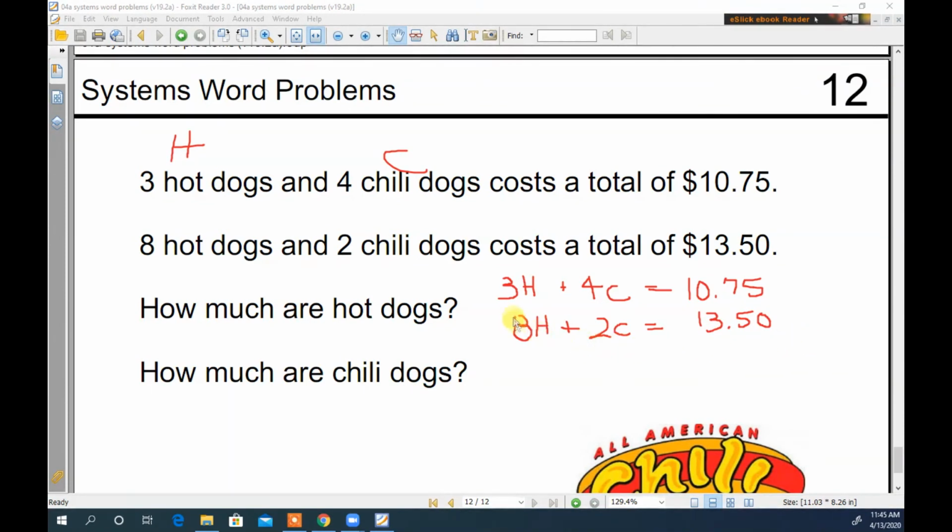I could then solve it by probably multiplying the bottom by -2. If I hit the bottom with a -2, then my chili dogs would cancel out and I could solve it for hot dogs. But let's just stop right there for that.